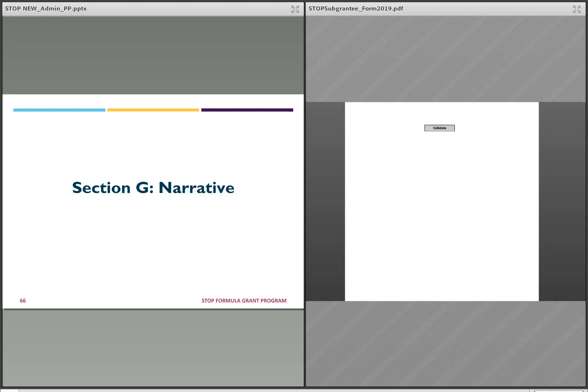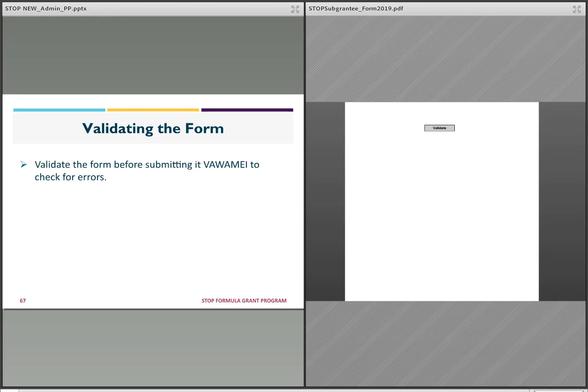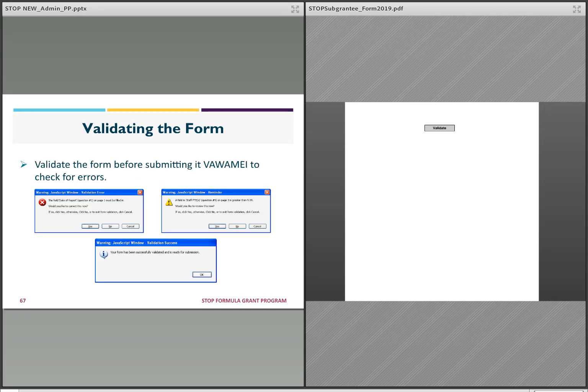At the end of the entire progress reporting form, there is another validation button. We highly encourage you to validate each subgrantee progress reporting form before submitting those forms to us at VAWA MEI. Again, if you hit the validate button and get a red X error, this is an error that must be resolved before the form can be successfully validated. These are the particular errors that you as STOP administrator want to look out for before submitting subgrantee progress reporting forms, because any of these errors will definitely be something we at VAWA MEI will be reaching out to you to get corrected when we review the data ourselves.